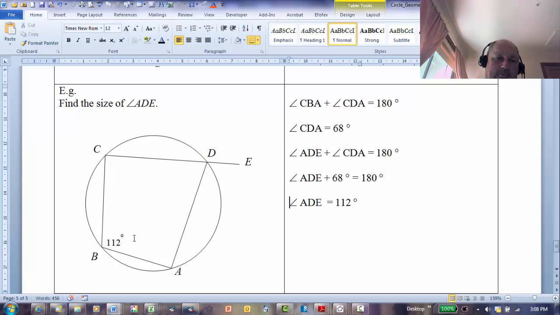In fact, that angle there is equal to that angle here. Later on we'll see another theorem which actually says the same thing.